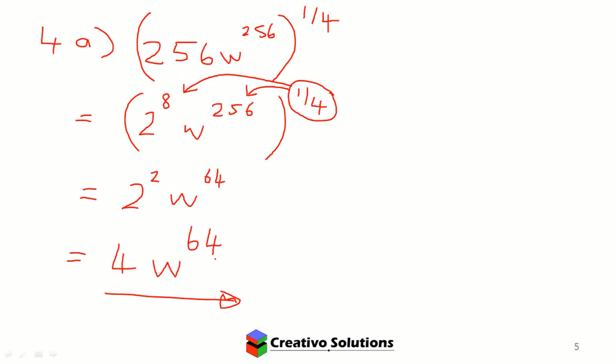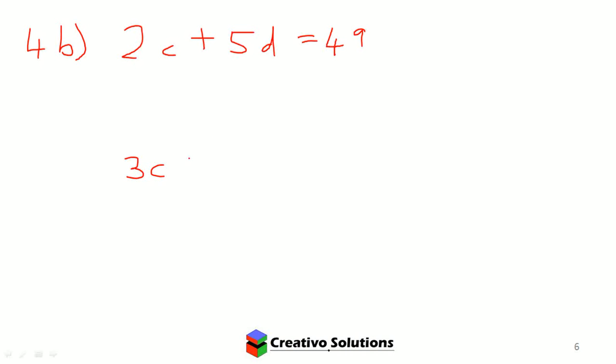The next question, for question number 4, says solve the simultaneous equation. So we have another simultaneous equation question here. So let's write down the two equations. Solve the following equation simultaneously. We've got 2c plus 5d equals 49. And I've got the other equation, which is 3c plus d equals 15.